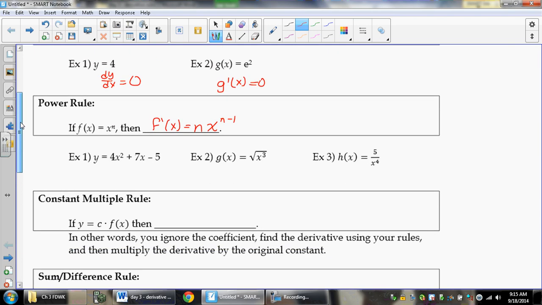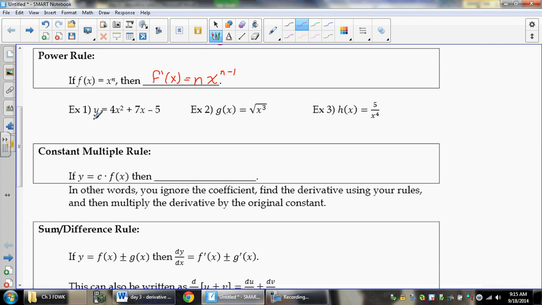In other words, when I come up here to take this derivative, dy dx is going to be the derivative of 4x squared plus the derivative of 7x minus the derivative of 5. So derivative of 4x squared, I'm going to bring down the 2. So when I bring it down, I'm multiplying it. So 4 times 2 is 8.